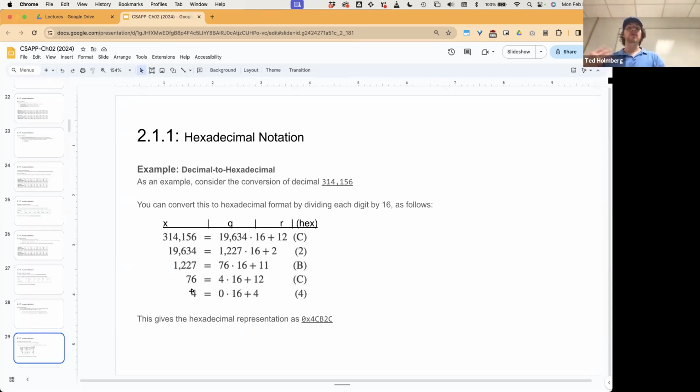Then we take that 4, we divide that by 16, that's 0. Our quotient is 0 with a remainder of 4, so that's going to be our most significant bit. So then if I go to sequence these hexadecimal values in order, the topmost one, the first one we derived, is the one that starts at the rightmost side, the least significant one. And so the most significant one is going to be the one on the leftmost side. So then we would express that as 0x to represent this as a hexadecimal value. That's how we illustrate what base we're operating in. And then 4CB2C.